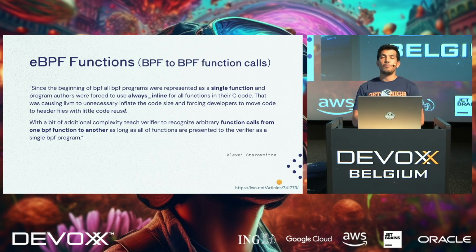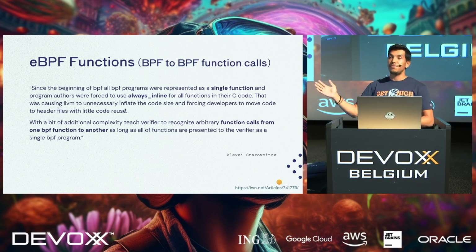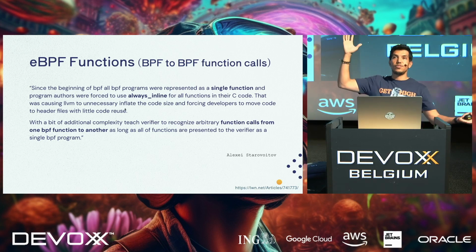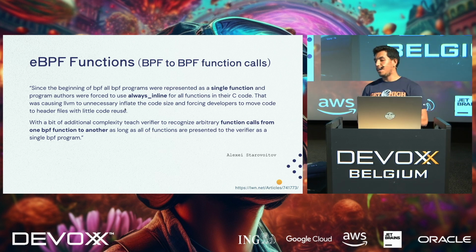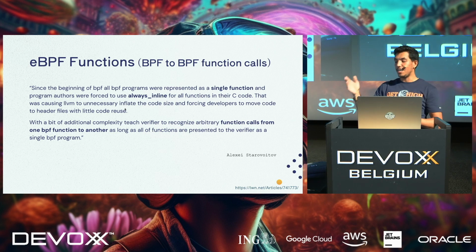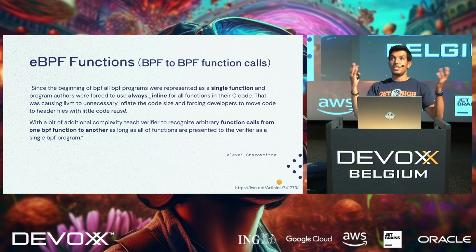eBPF functions. Previously, it wasn't supported to have functions within your eBPF program. What a lot of us ended up doing is tagging each function with inline, to basically tell the compiler to combine our code and send it to the eBPF program. That was ugly, but that was removed now, always inline. There is now support for eBPF functions in the kernel, and that's basically to make the kernel more modular and more composable.